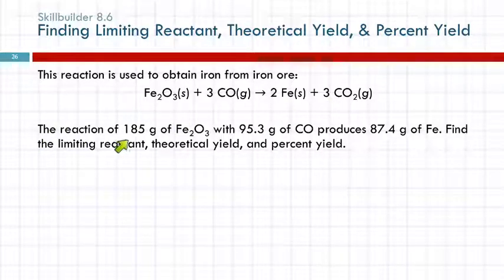So this is telling us the reaction of 185 grams of iron 3 oxide with 95.3 grams of carbon monoxide produces 87.4 grams of iron. Find the limiting reactant, the theoretical yield, and the percent yield. So we read the question, we go back and we put the numbers under their formulas. So 185 grams of this, 95.3 grams of that, and it says 87.4 grams of iron.